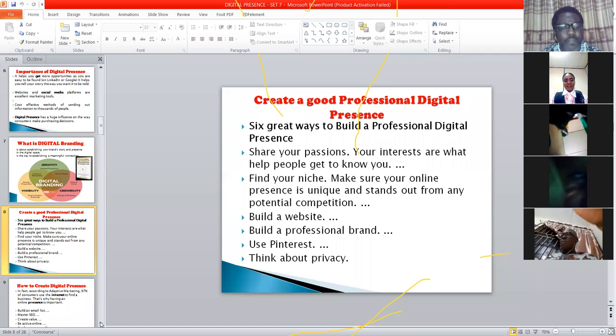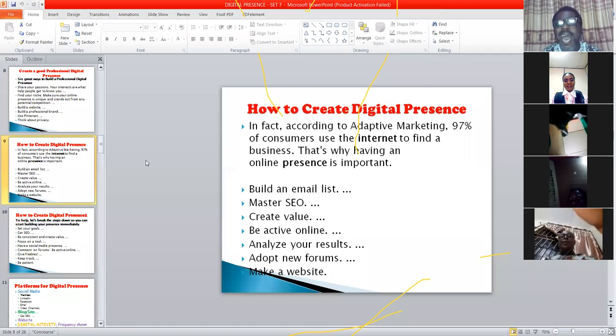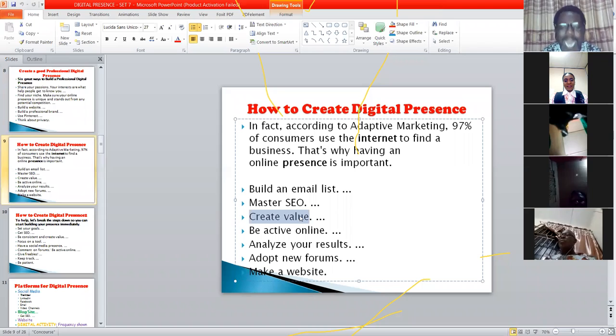What's the next thing we have to look at when we talk about digital presence? How do we create one? Build an email list. Master SEO, create value. What concerns you here is create value. You must have value. When you have passion and you have your niche, then you create value. Value, those are the things you are adding. If you look at this class, the reason why you are in this class is because you are learning something.